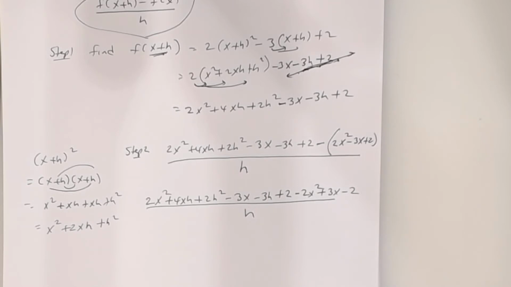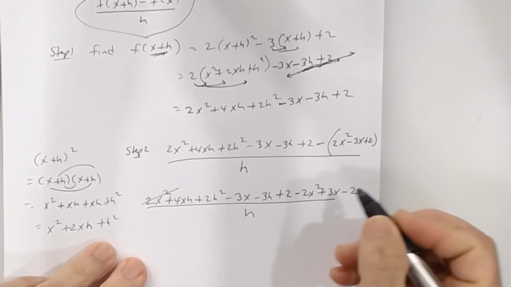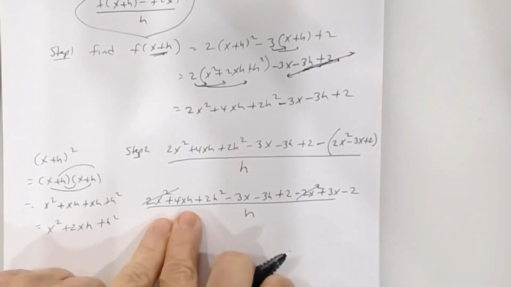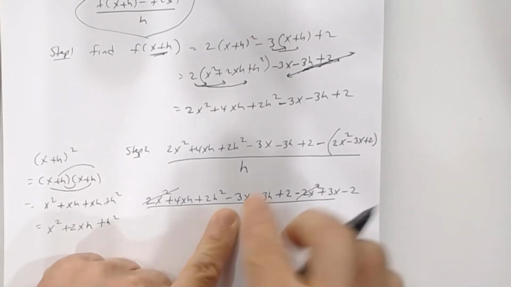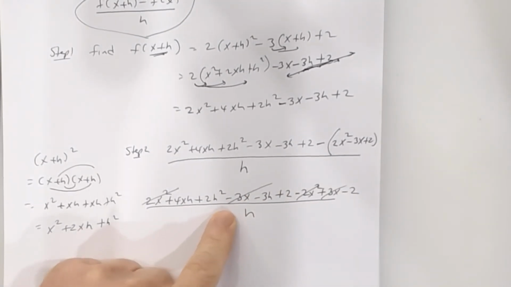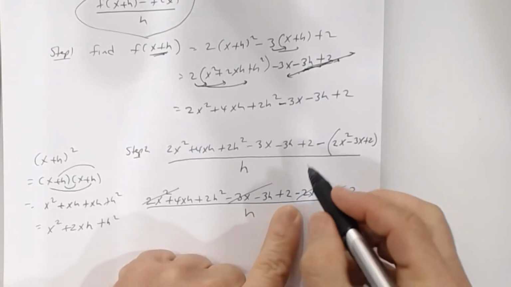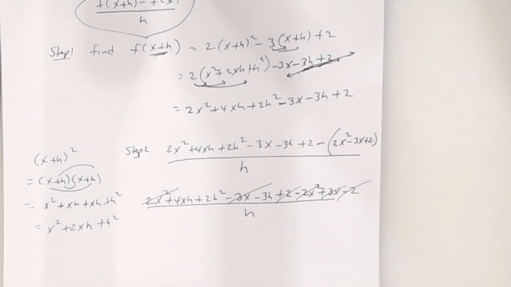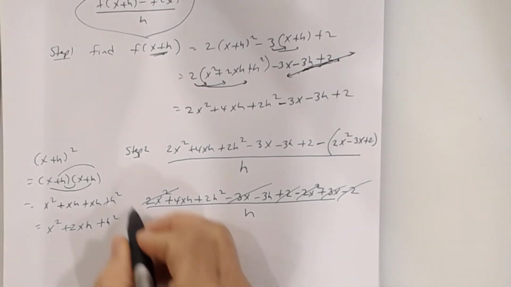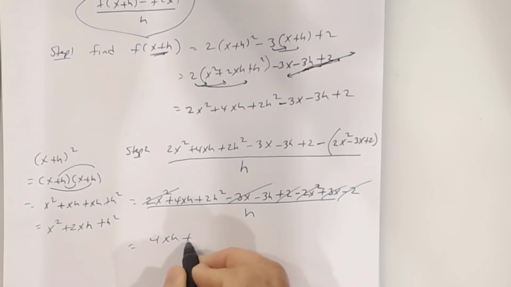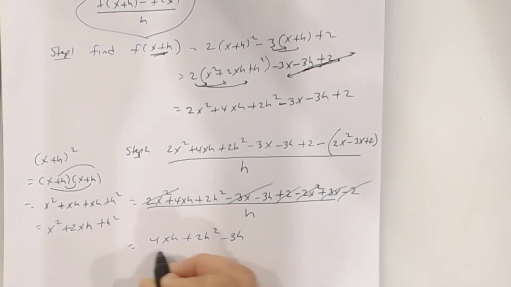Now what are you going to do? And at this point, what should happen? Everything that doesn't have an H cancels out. That's right. So look, 2x squared, there better be a what? A negative 2x squared. A negative 3x, that better be a what? Positive 3x. A positive 2, that better be a what? Negative 2. All right, now listen carefully. Everything that's left better have a what? H. So I get 4xh plus 2h squared minus 3h all over what?